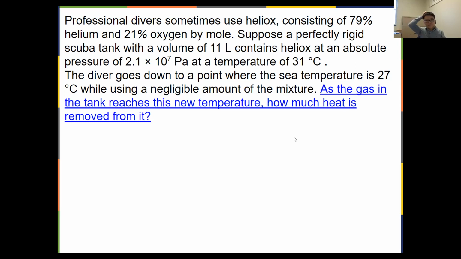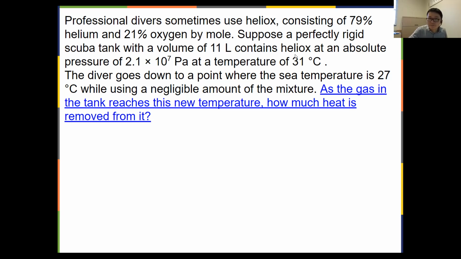Suppose a perfectly rigid scuba tank with a volume of 11 liters contains heliox at an absolute pressure of 2.1 times 10^7 Pascal at a temperature of 31 degrees Celsius. The diver goes down to a point where the sea temperature is 27 degrees Celsius while using a negligible amount of mixture. As the gas in the tank reaches this new temperature, how much heat is removed from it?